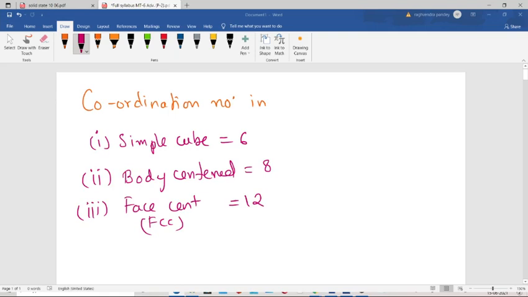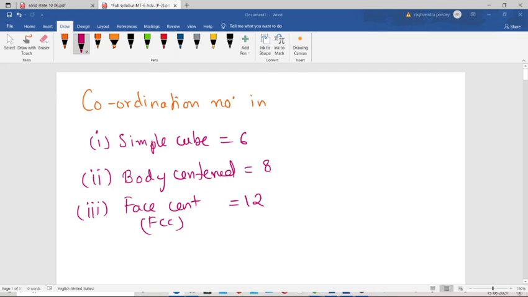What is the contribution at the face center? At face center that is 6 into 1 by 2, which is equal to 3. So that is your 3 here and 3 here. So 3 plus 3 is 6. So the total number of spheres inside the cube is 6.